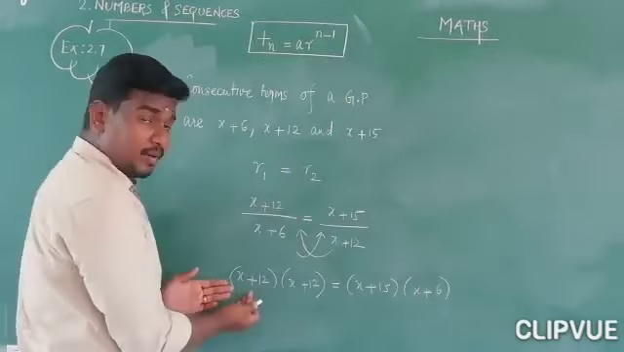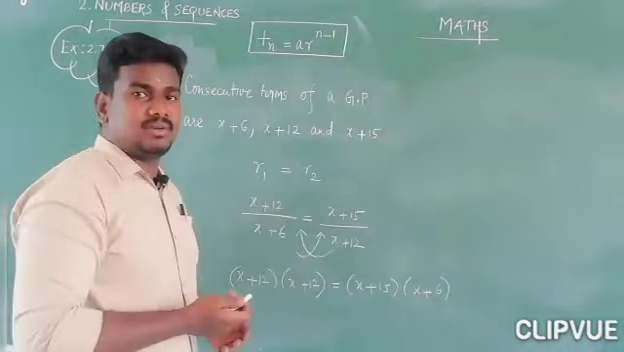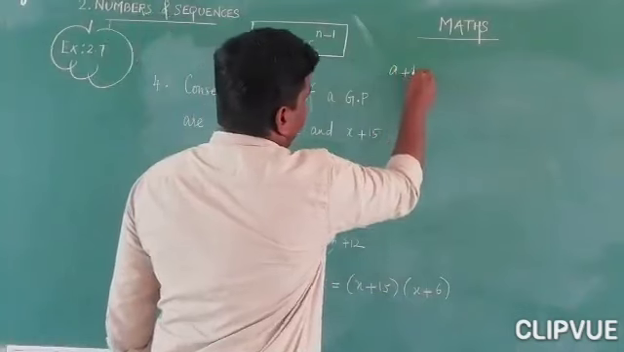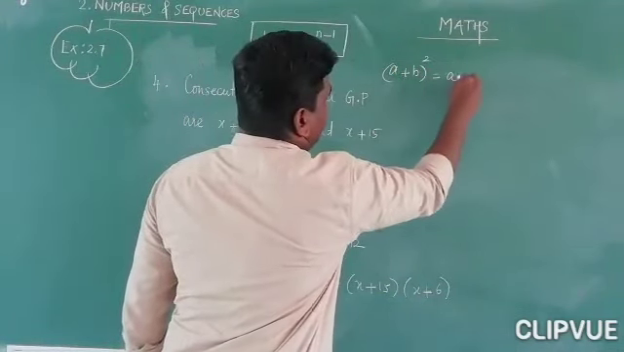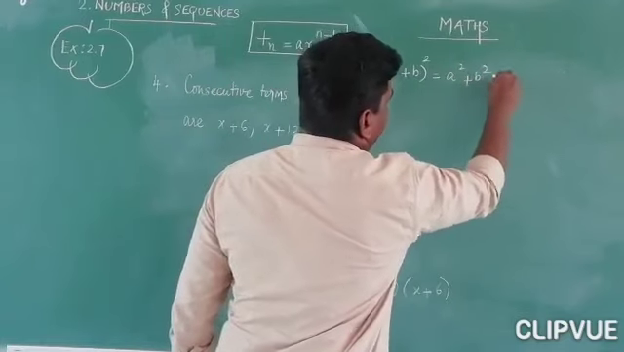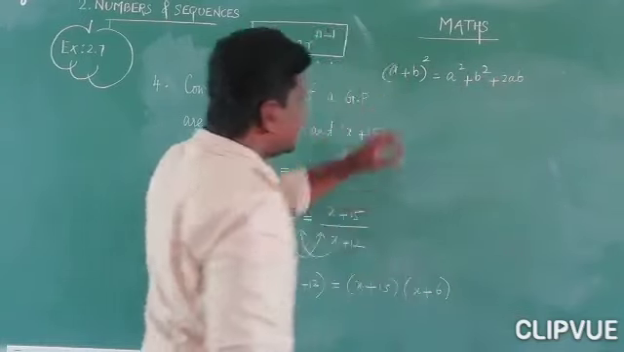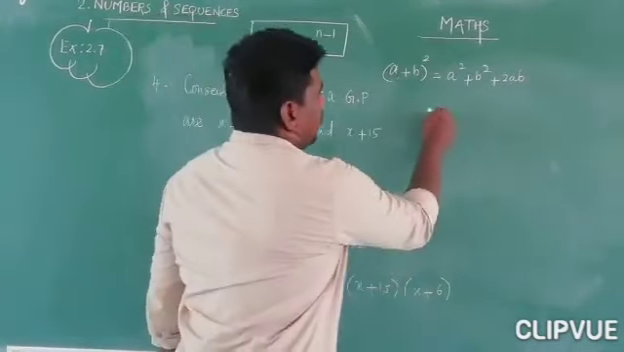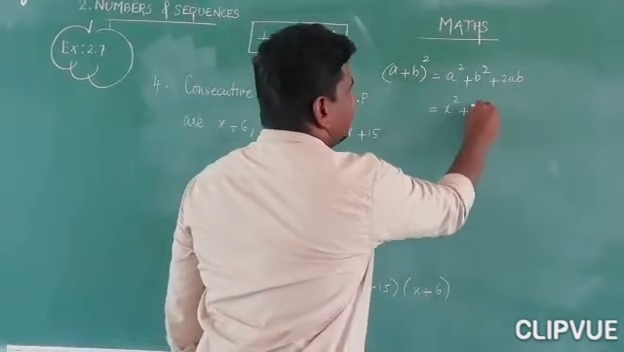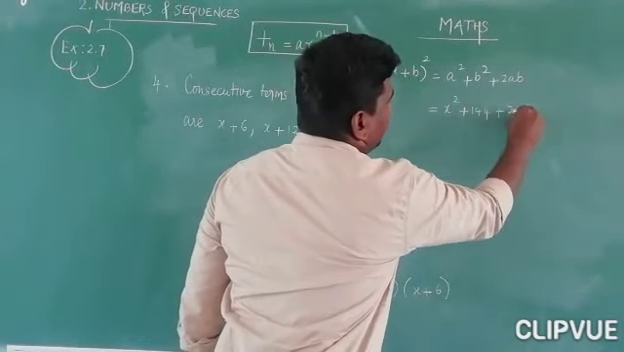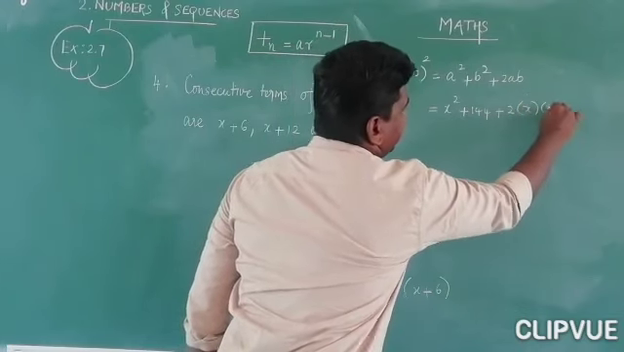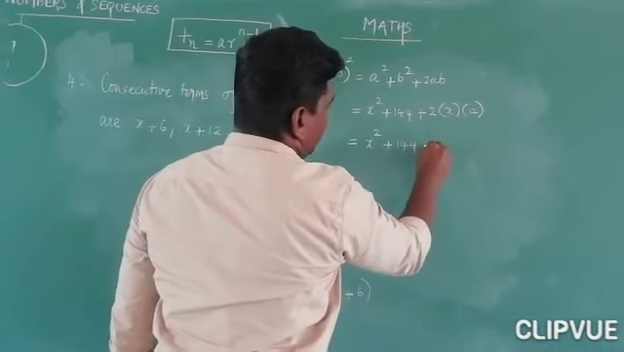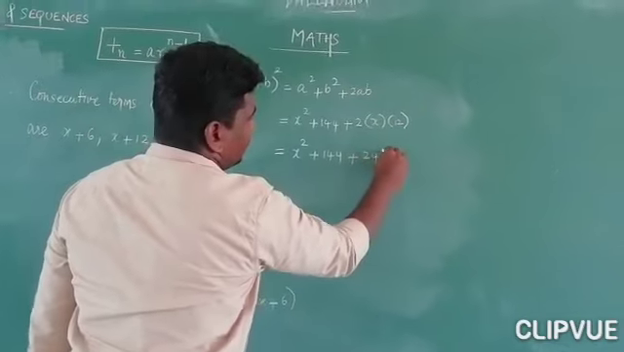Okay. Actually it is in the form of a plus b into a plus b, which is equal to a plus b whole square, and a plus b whole square can be written as a square plus b square plus 2ab. Instead of a, x is given, instead of b, 12 is given. So you just replace them. So x square plus 12 square, which is 144, plus 2 into, what is a, x, and b is 12.